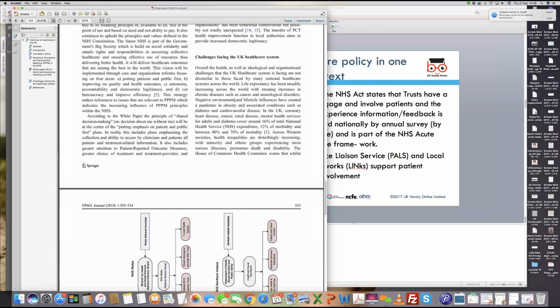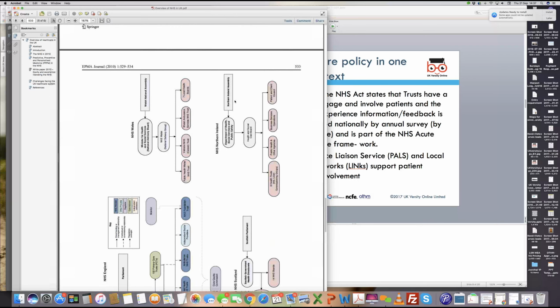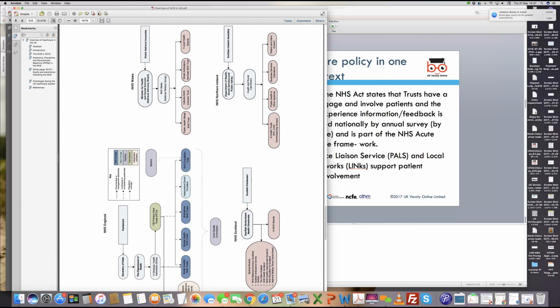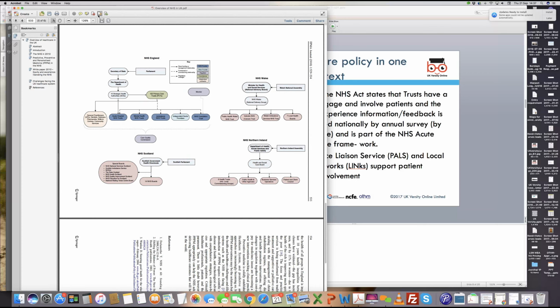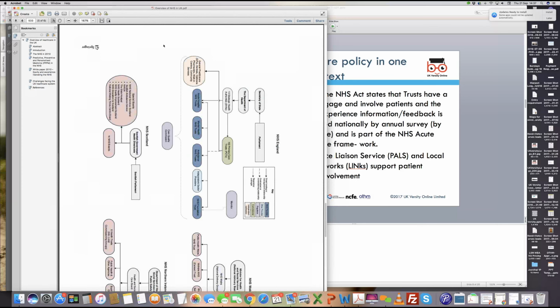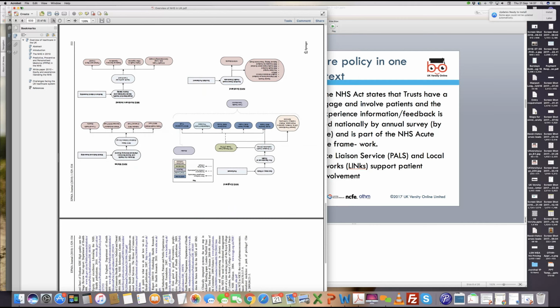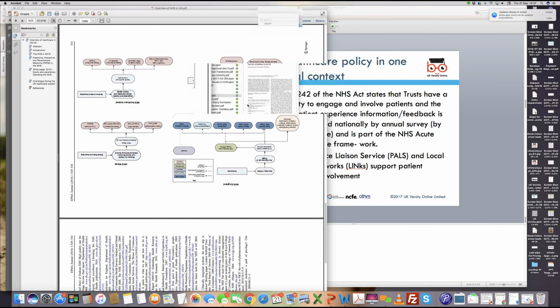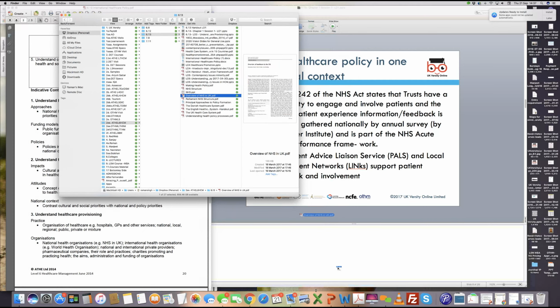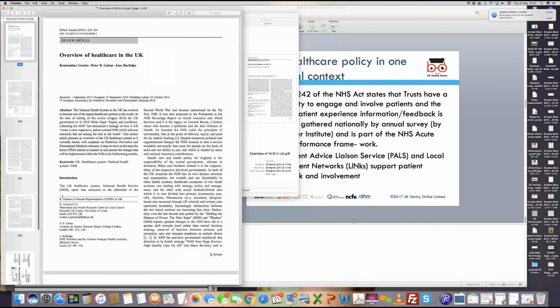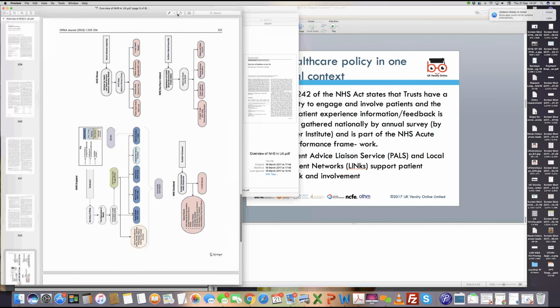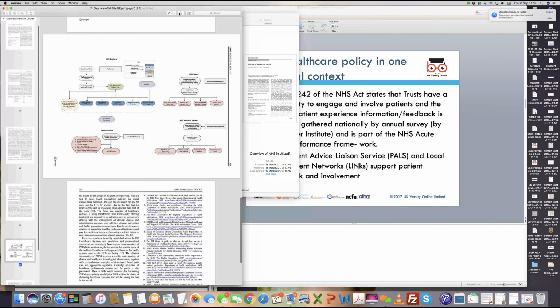So this is a good read for you, and this is the structure of the NHS in a bit more detail, if it's of interest. I'm going to try and send this out to you, and I think you'll get a sense of how the whole organization is structured. Okay. This is a good chart to look at.